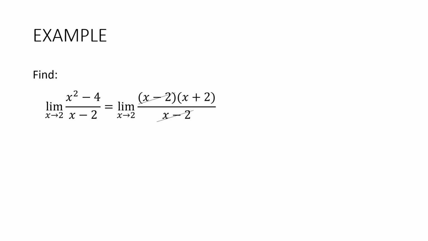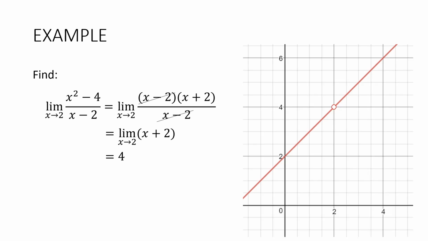So this question is reduced to, what is the limit as x approaches 2 of x plus 2, which of course is 4. Now graphically, this function looks like this. It's actually a straight line, y equals x plus 2, but it has a hole here because x can never equal 2. We can't have 0 in the denominator. You can see that the limit, as we're getting closer and closer to 2 from both sides, is approaching 4.